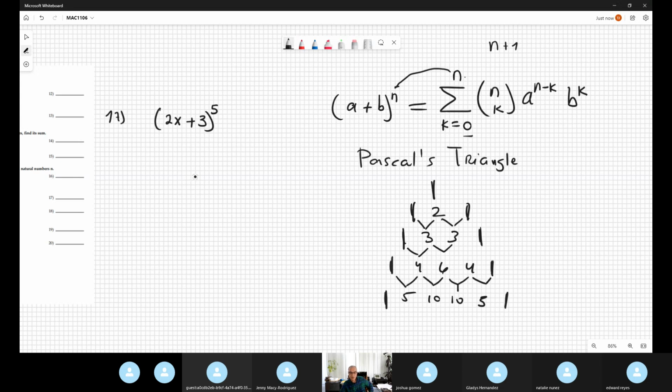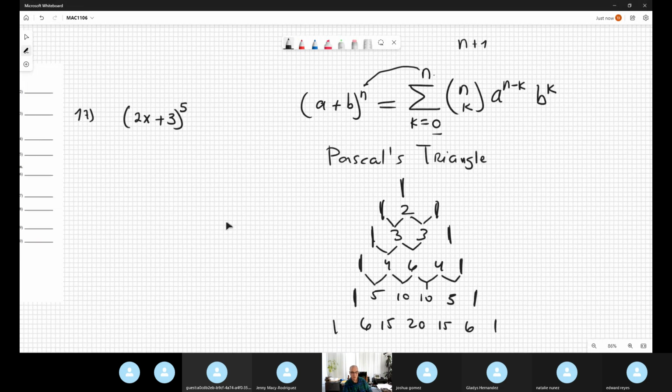For example, what's the next row? It is 1, 6, 15, 20, 15 again, 6 and 1. So 6 comes from the summation of 5 and 1, 5 plus 10 is 15, 10 plus 10 is 20, and so on. So you understand a little bit, but not completely.